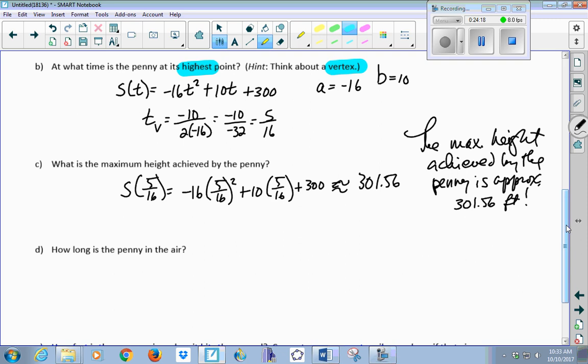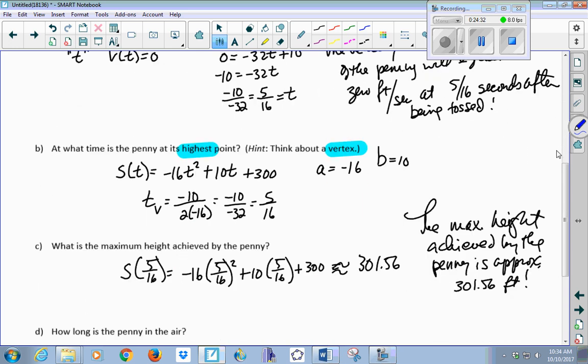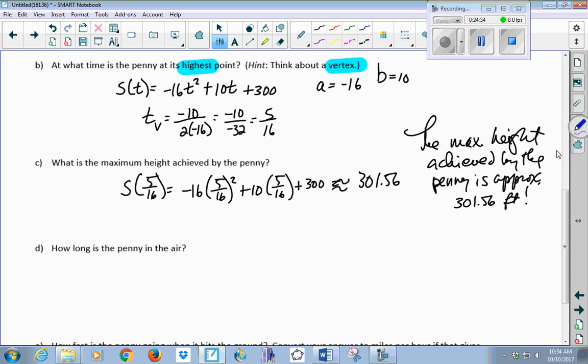Now it asks, how long is the penny in the air? Well, if we go back to our diagram, the length of time, again, how long we're answering time, will be the t value when this penny hits the ground. So when it hits the ground, S of t is 0. So again, when we find that value for t, then we'll know how long the penny was in the air. So we set s of t equal to 0, and we solve this quadratic function.